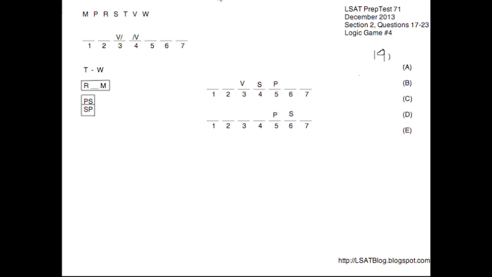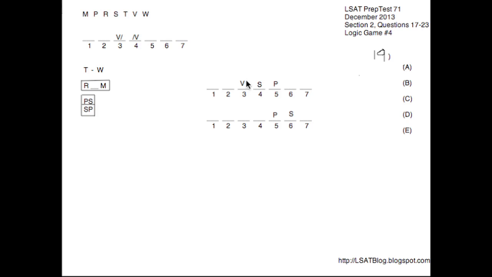Next, number 19. If P is on 5, what must be true? I've drawn out 2 different possibilities here. When P is on 5, we have to have S touching it, remember, so S can either go immediately before P or immediately after P. If S is immediately before P, then we'll have to have V on 3, since V is always on 3 or 4.